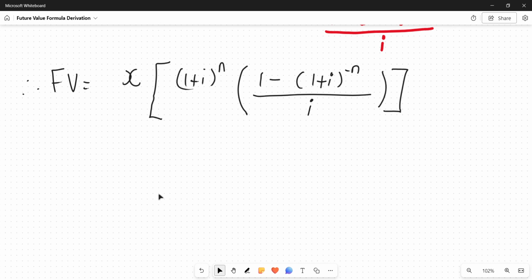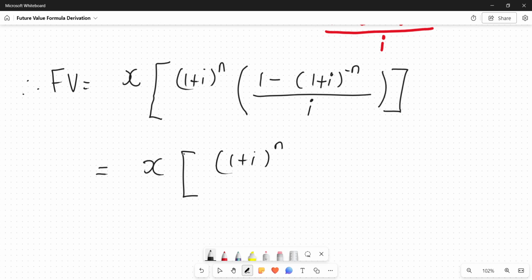Now let's simplify. It will be x into, so let's multiply this with our numerator. 1 plus i to the power of n multiplied by 1 is going to be 1 plus i to the power of n. Then multiplying this by 1 plus i to the power of negative n, we have the same base, so we add the exponents, n minus n, which is 0. So 1 plus i to the power of 0 will be 1. So this will be minus 1, all divided by i.